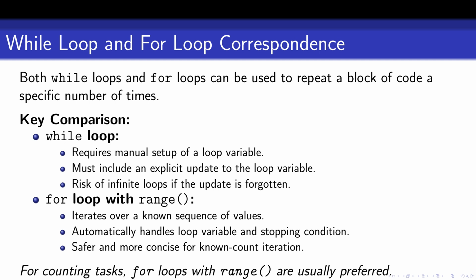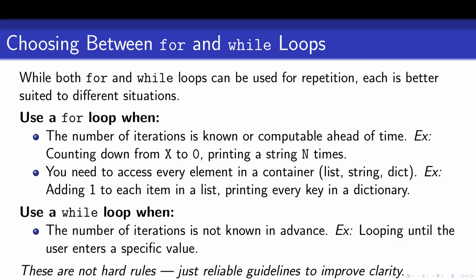If you forget to update the counter, you risk creating an infinite loop. In contrast, a for loop paired with range automatically handles all of that: the counter, the stopping condition, and the step size. This makes for loops cleaner and more error-resistant for tasks where the number of iterations is known in advance. While while loops offer more flexibility, for loops are generally preferred for structured counting because they are more concise and easier to read. When deciding between for and while loops, context matters.